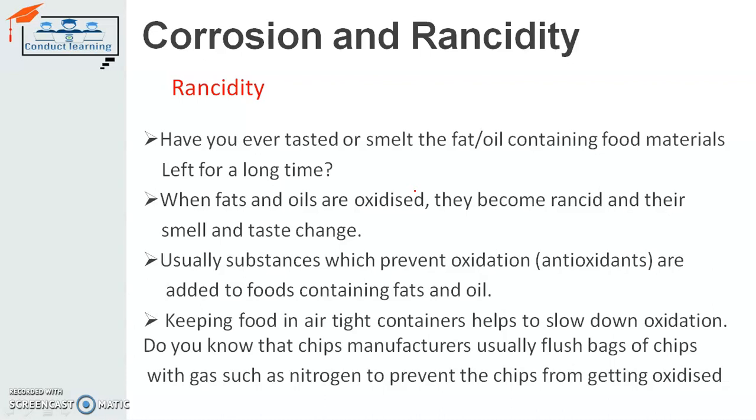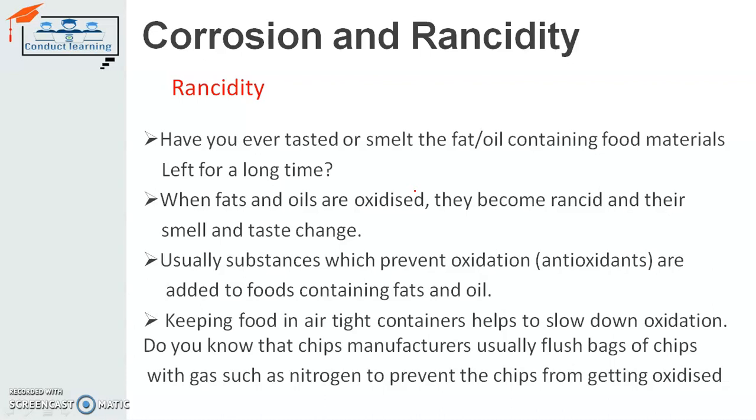which the gas is basically nitrogen, because nitrogen is an antioxidant. So that's why the food product is not getting rancid, the food does not start giving the smell, or start giving a different taste. So that's why nitrogen is used to prevent the chips from getting oxidized. So this is another example of oxidation. So rancidity and corrosion both are examples of oxidation.